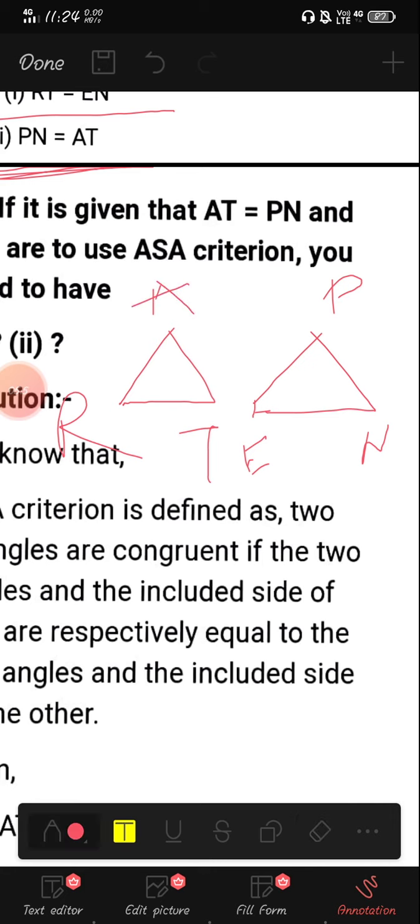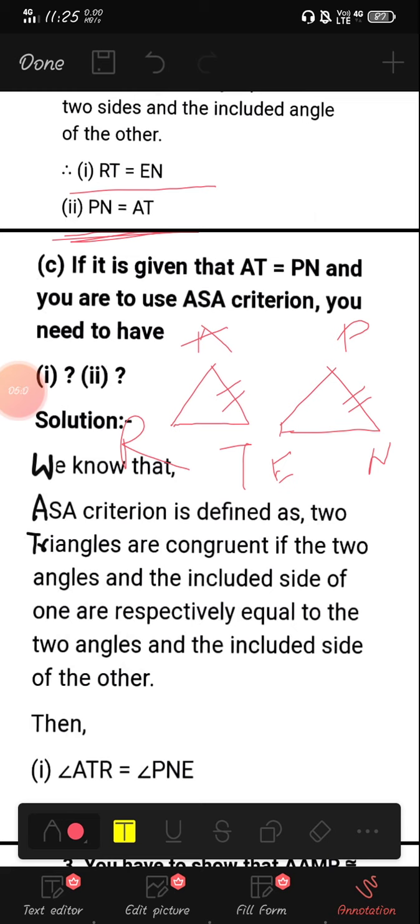AT is equal to PN, which means this side is equal to this side, and we know about the ASA criteria that we have two angles and one included side. We know about the included side, so this side must have two angles on either side. One angle is this and one angle is this. Same in this triangle, one angle is this and another angle is this, and AT is the included side in triangle ART, and PN is the included side in triangle PNA.